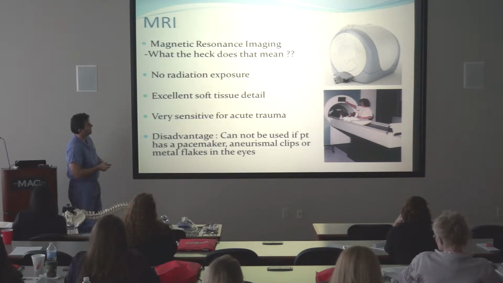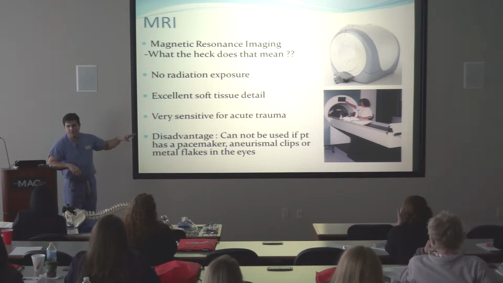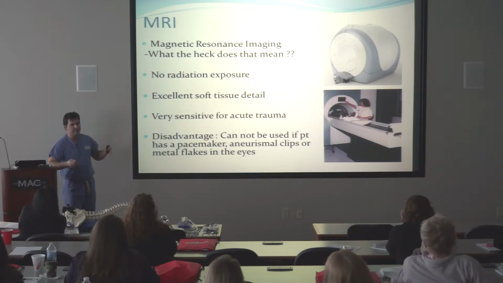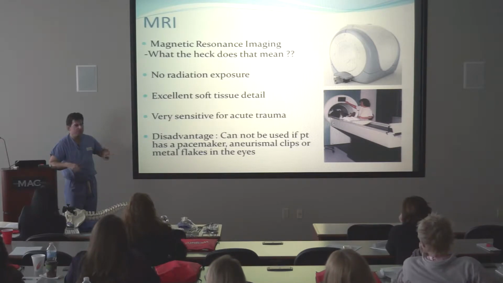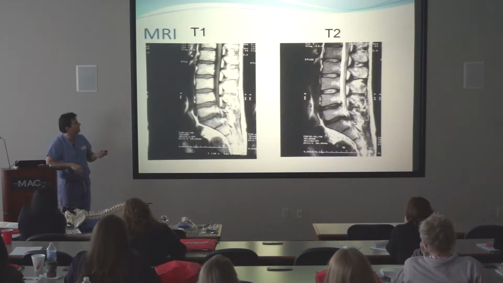The key with an MRI is that, one, it doesn't have radiation because it's a magnetic field. Two, it's looking for soft tissues, and it's very good at picking up water. And why that's important is when you have an injury, think of any injury you've had, you get swelling associated with that. Well, if you have a recent injury, an MRI can pick up the water or the swelling or edema in that area and tell you that something's just happened, whether it be old or new. So it's very sensitive for acute trauma. Disadvantages, again, the pacemaker, aneurysm clips, metal flakes in the eyes, things like that are a problem.